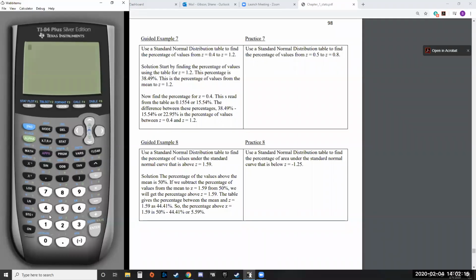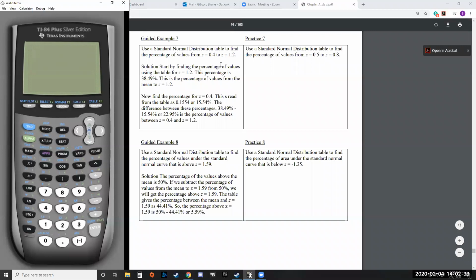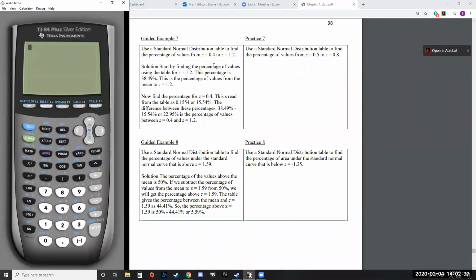I wanted to make this video to show you how to find the percent of values between z-scores on the calculator. So this should allow us to not have to rely on the table of z-scores, and we should be able to just use the calculator to get all of our answers. So I'm going to take a look at page 98 of the workbook, guided example 7 here. It says to use the table, where you're going to use the calculator. It says to find the percent of values from z equals 0.4 to z equals 1.2.